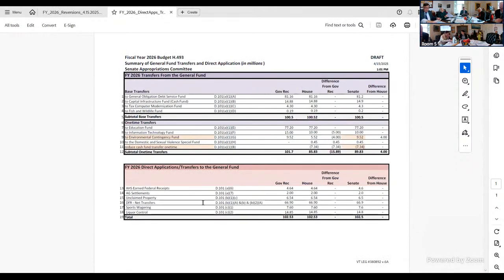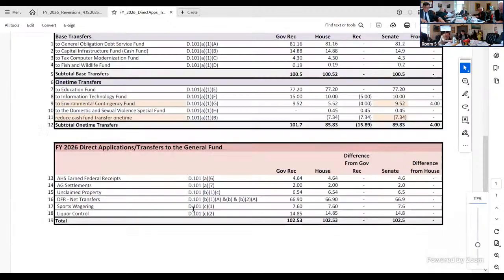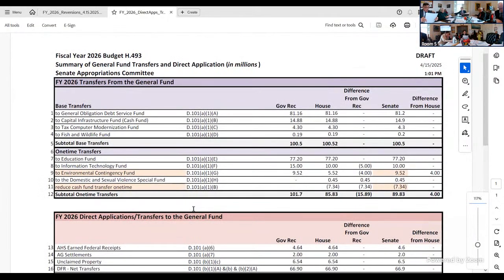These are the transfers and the direct applications to the general fund. Some of these should look familiar, the one-time transfers. They've been in the budget the whole time. On the top box, in the purple box, what we're calling the base transfers, these are transfers that happen every year, and the Fish and Wildlife Fund maybe should be a one-time transfer, so I may move that, but we'll talk about it when we get to it.